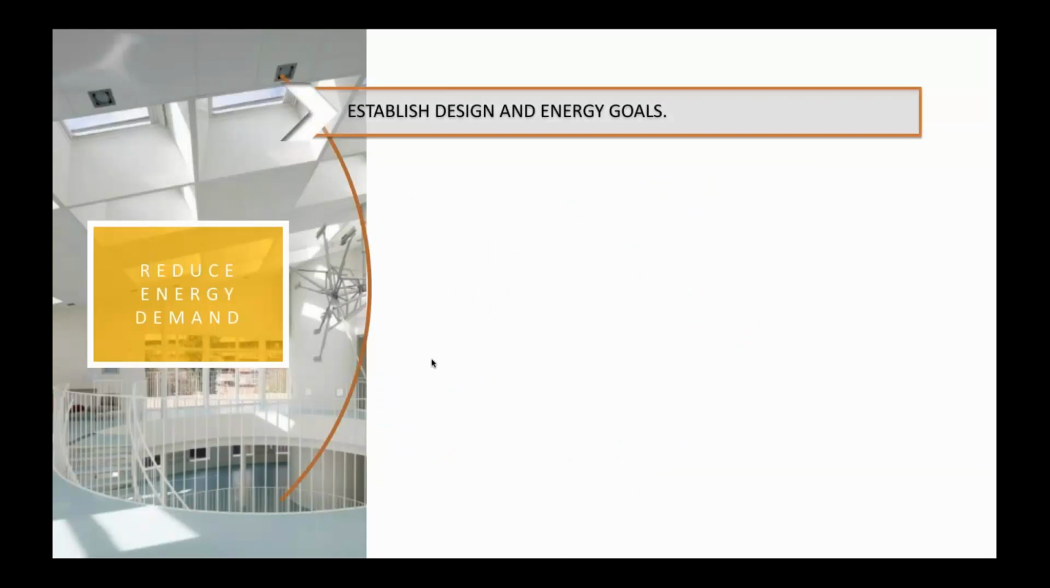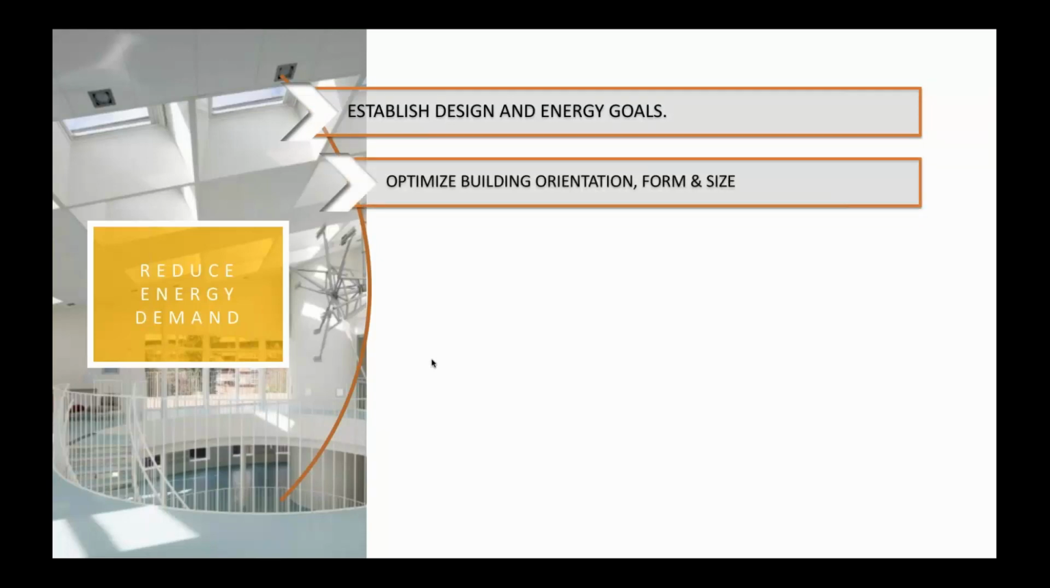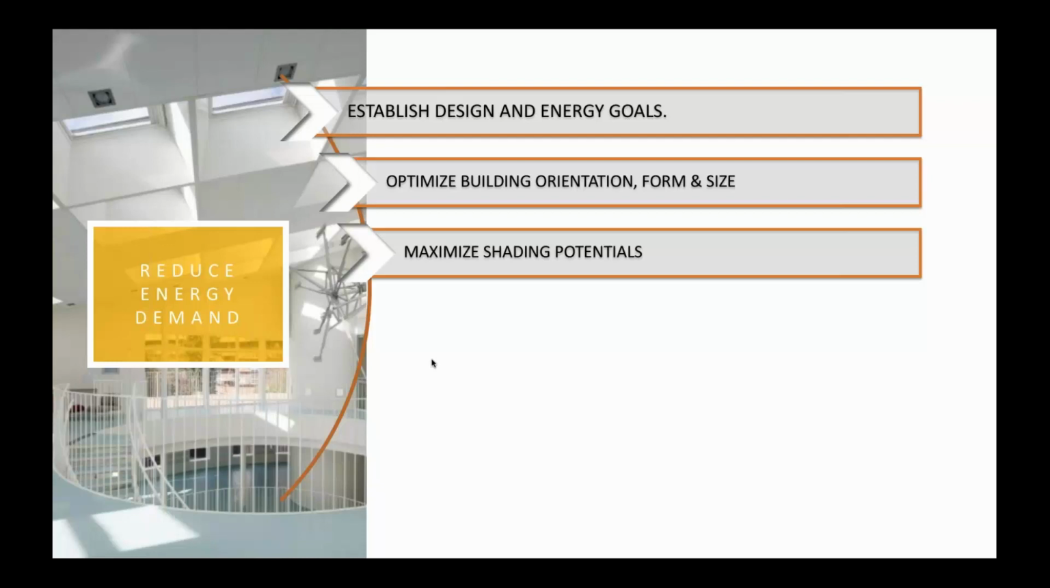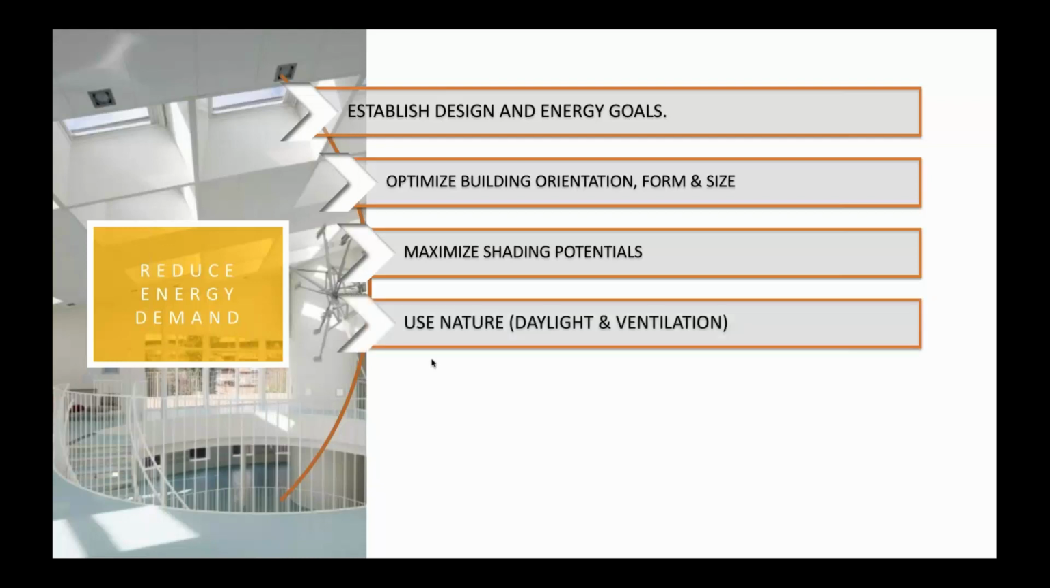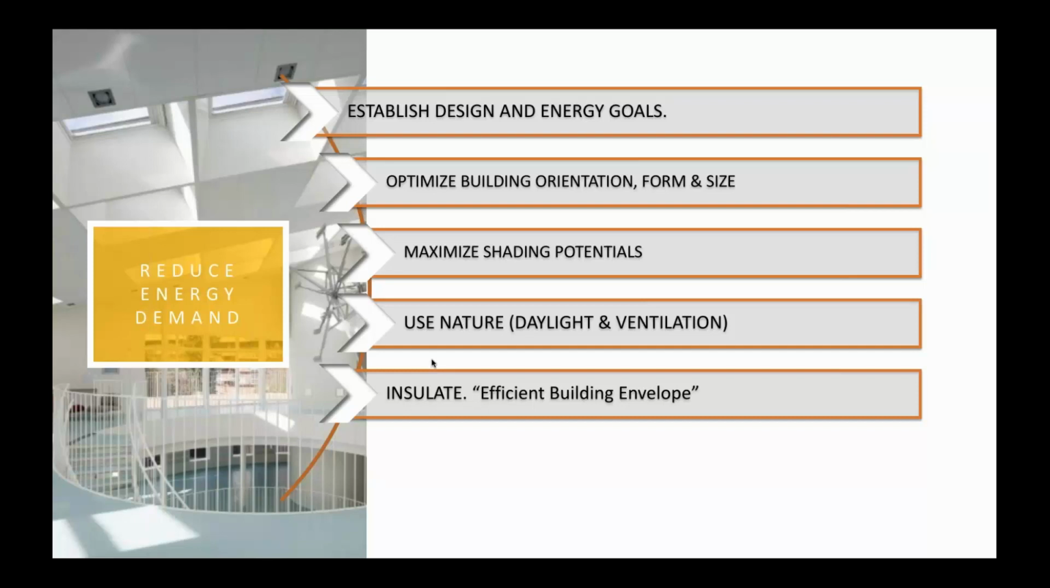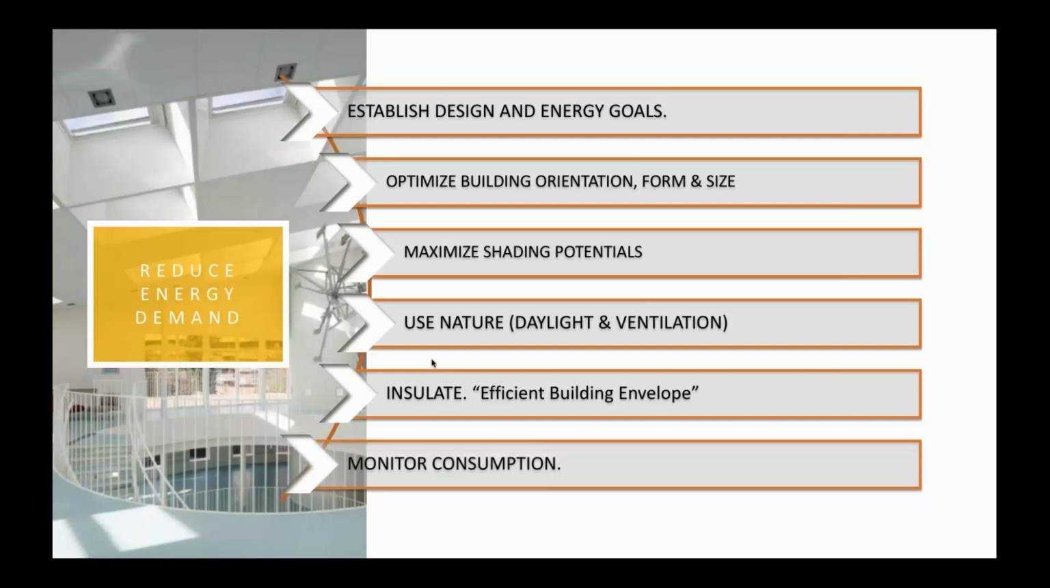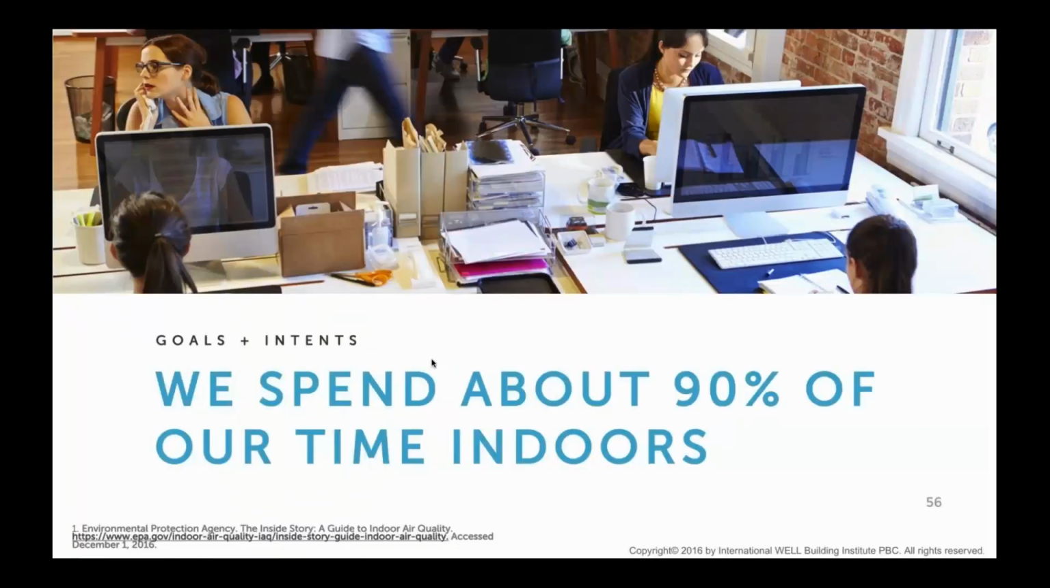So to summarize and sum up this part, we covered a couple of passive design principles, starting from establishing design and energy goals, optimizing building orientation, form and size, maximizing shading potentials, using nature from daylight and ventilation, insulating efficient building envelope, and finally monitoring consumption to be able to measure your success and your building performance.